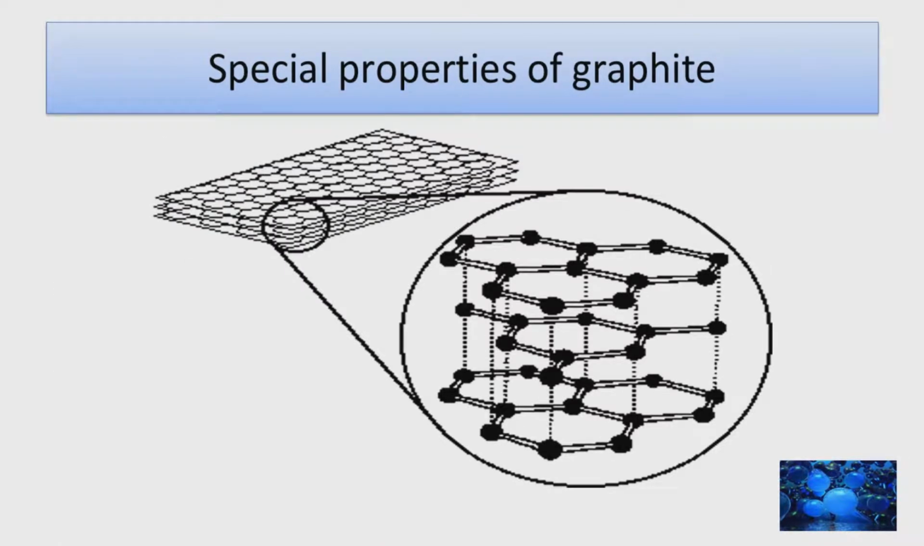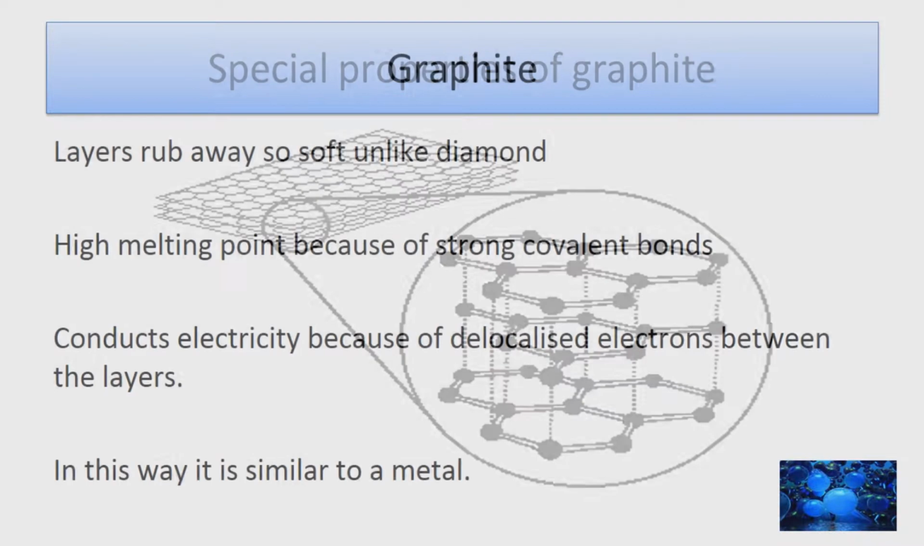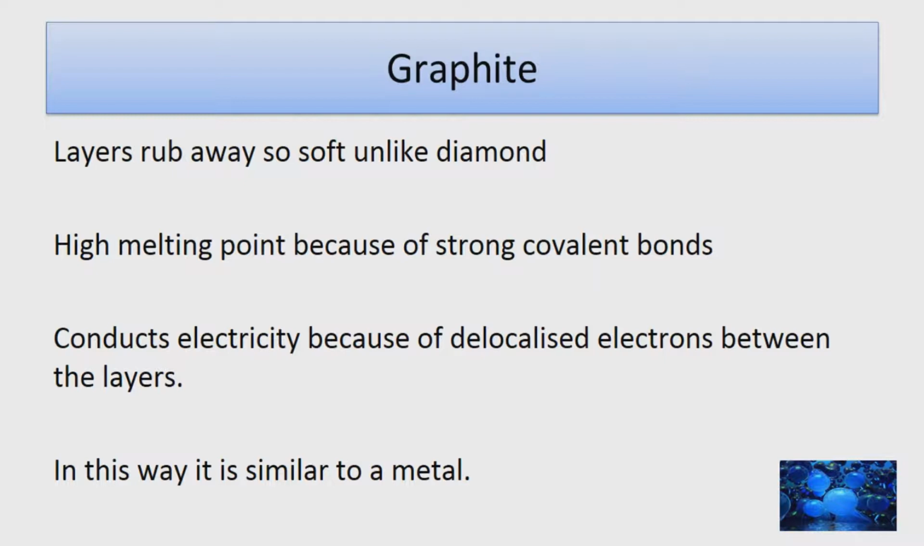You may remember from the first presentation that graphite is pure carbon. Carbon bound together by three other carbons, a very, very strong bond between those, very hard to break. However, the fourth bond is very, very weak between the layers. This gives graphite quite unique properties. So graphite between the layers can rub away, so it is soft, unlike diamond. Remember, diamond is pure carbon too, but with four bonds between the carbons.